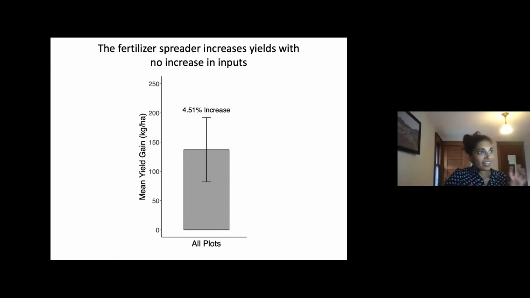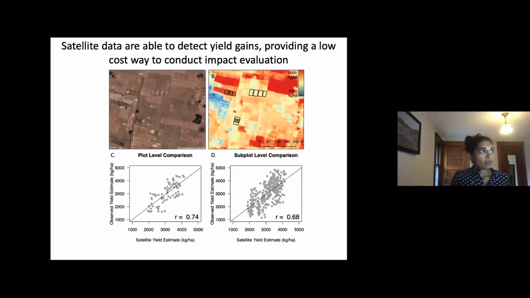So while the in-field yield estimates are great because they're very accurate, the challenge is we can't really measure the impact of this intervention at large scales because collecting this yield information on the ground is really cost and time intensive. So the next part of this project, what we did was we used satellite data. Specifically, we used high resolution Planet data at 3-meter resolution. And we came up with algorithms to basically map yield using the satellite data.